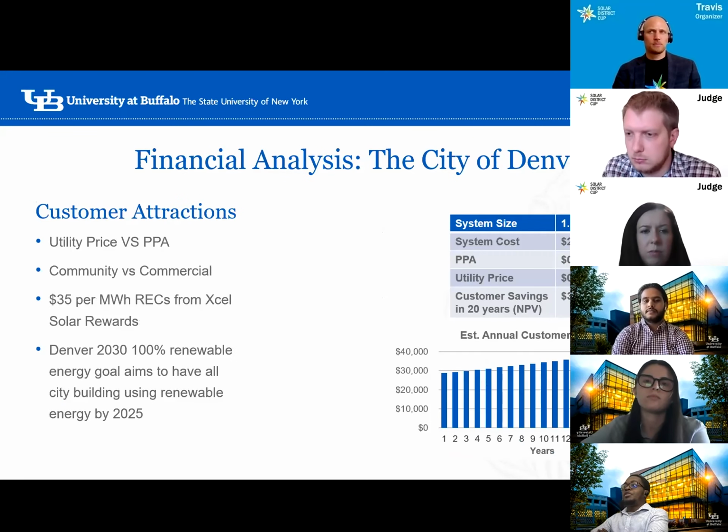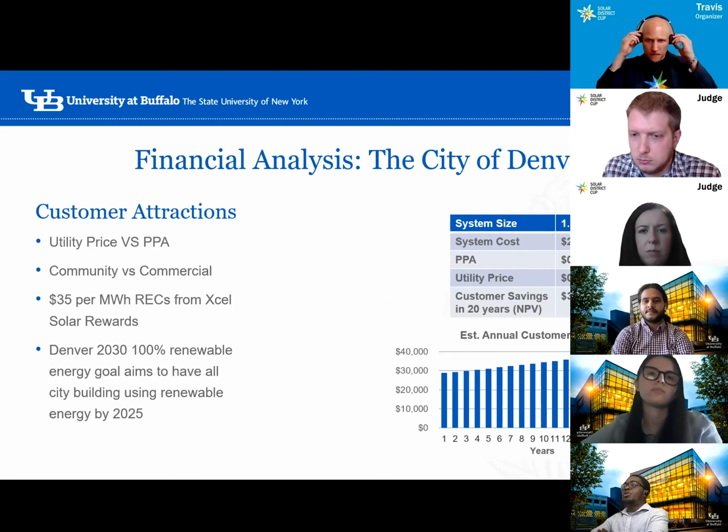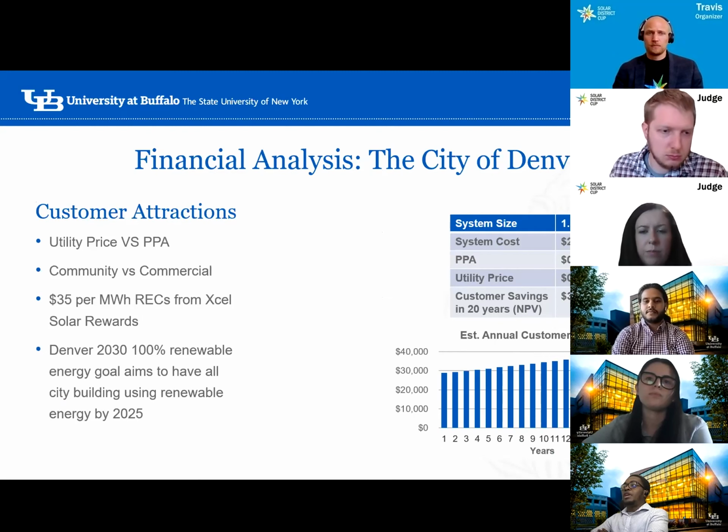For our financial analysis for the City of Denver, using our system inputs for our 1.3 megawatt system, we calculated the installed cost to be $2.4 million and our PPA price to be 4.7 cents per kilowatt hour. Our customers save $30,000 initially, and the money they're saving will grow each year. In 20 years, the net present value of the customer savings will be around $340,000.